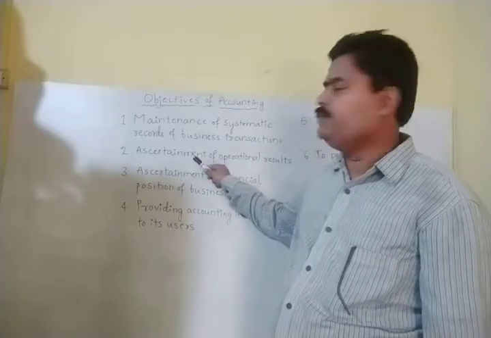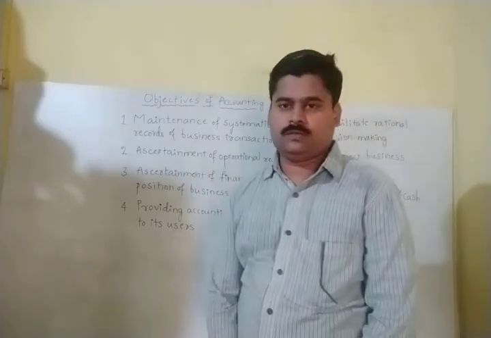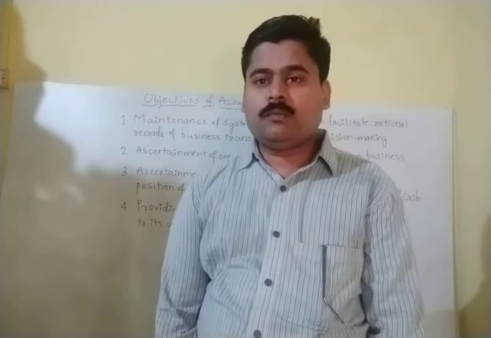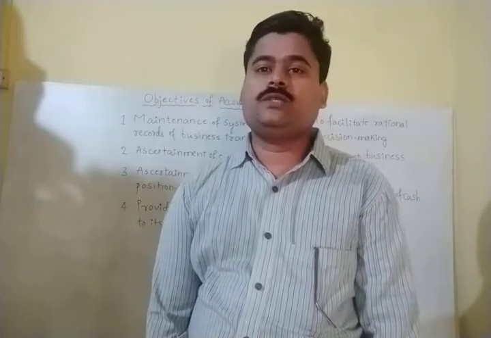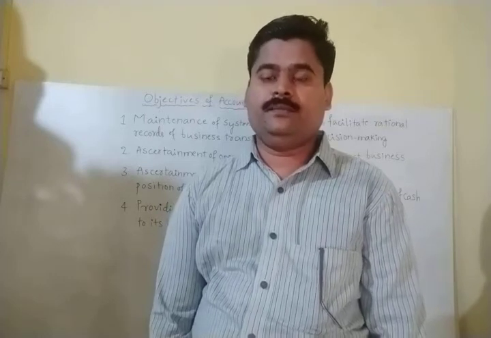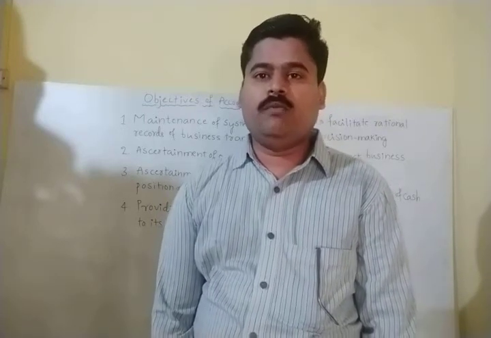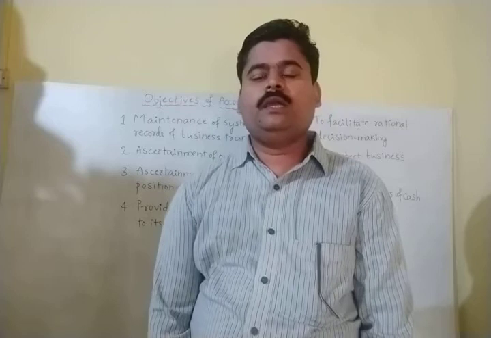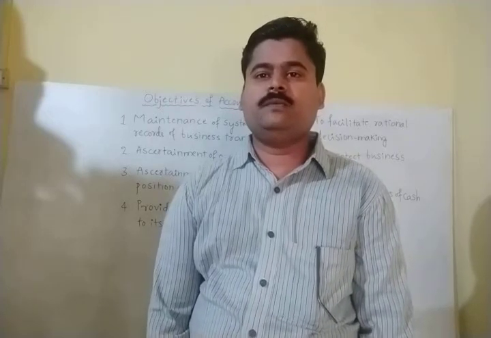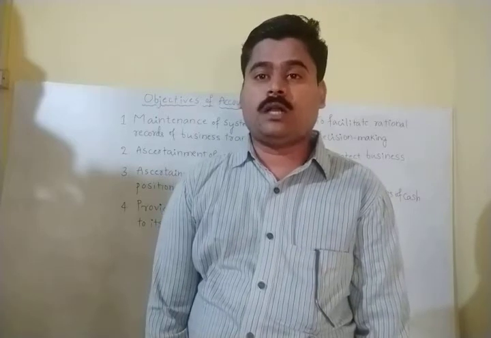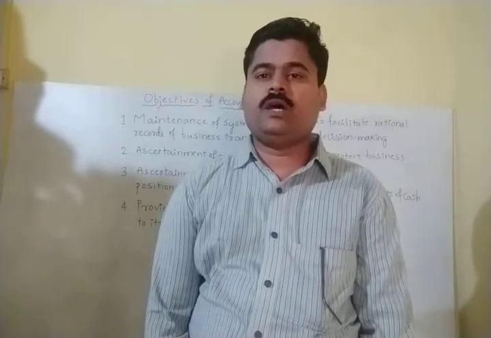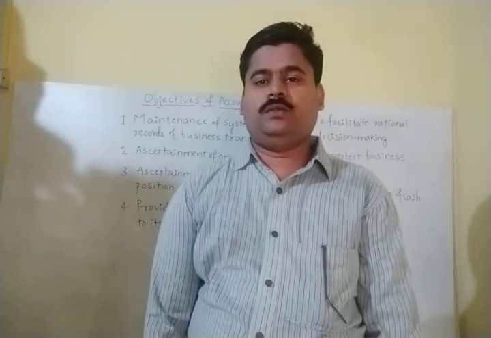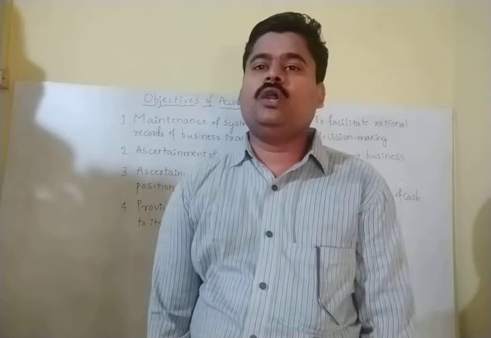And the second thing is ascertainment of operational results. Operational results in the sense whether the company has earned profits or incurred losses. That can be ascertained or determined with the help of accounting. How? As a part of accounting, each and every business enterprise is going to prepare the profit and loss account, and just by preparing it, they will come to know whether the company has earned profits or incurred losses.